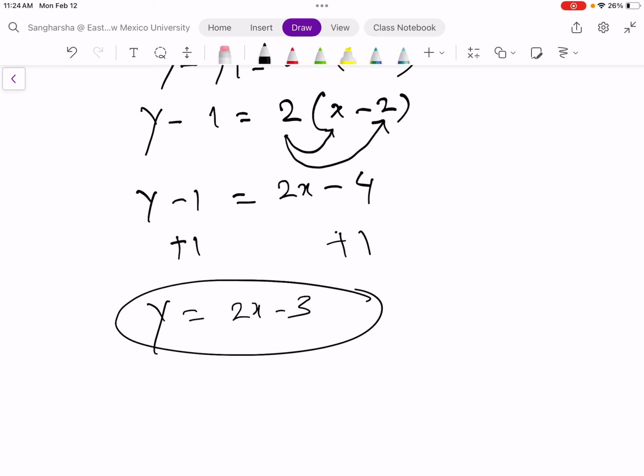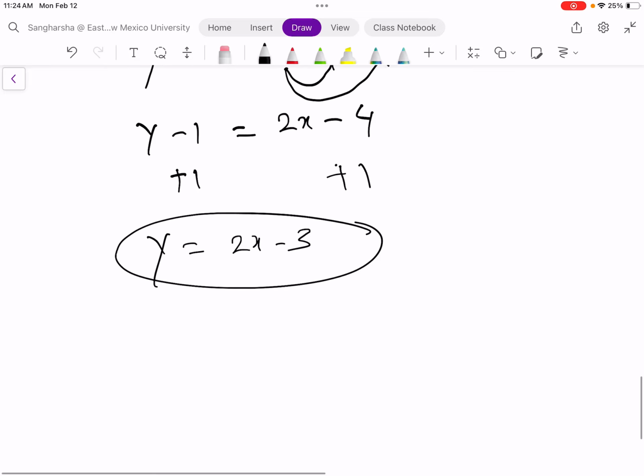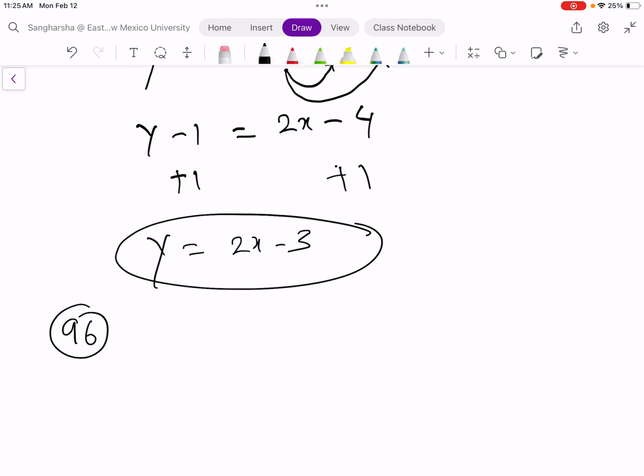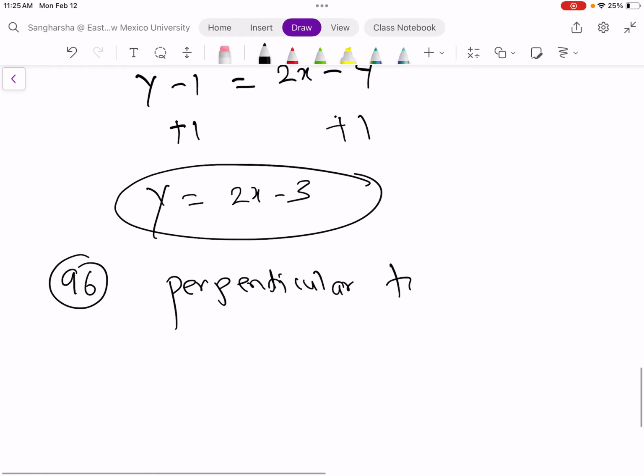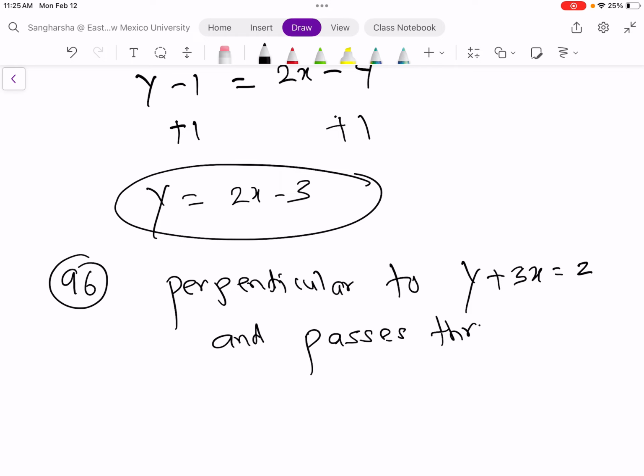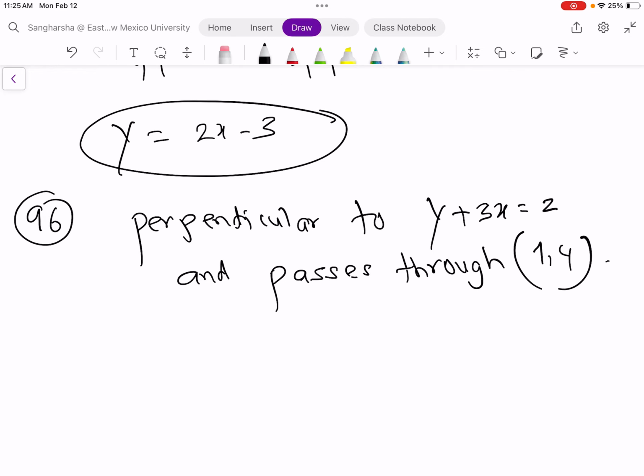So let me give you one problem and I want you to do it by yourself. This is problem number 96. You need to find the equation of a line perpendicular to y plus 3x equals 2 and passes through (1, 4). I'll give you 3-4 minutes, and those who need help, please let me know. I can come there and help you. So find the equation of a line which is perpendicular to y plus 3x equals 2 and passes through point (1, 4).